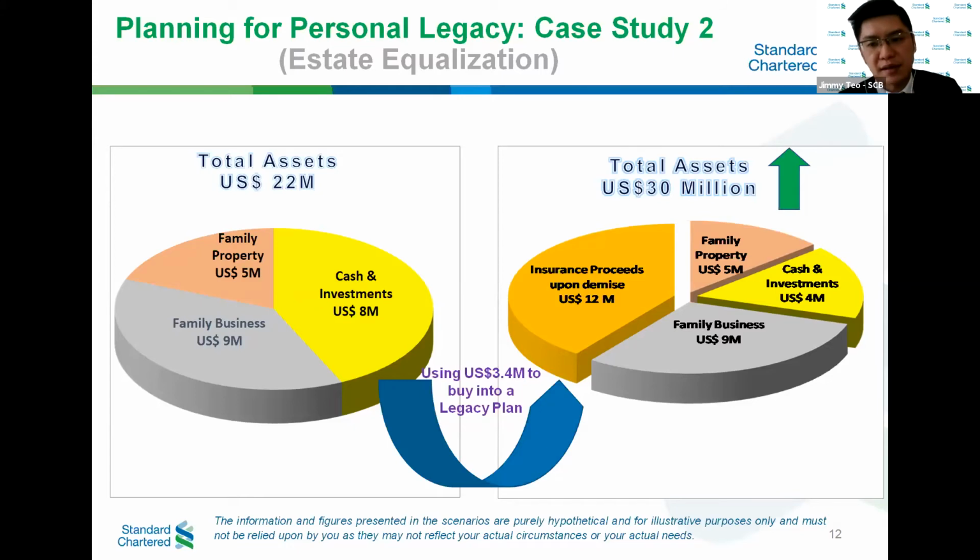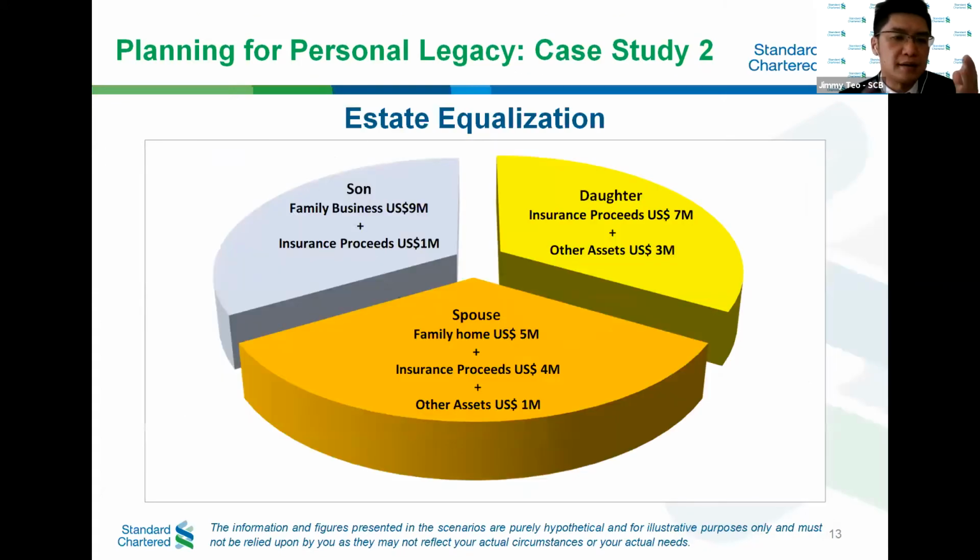While keeping the rest intact, the end effect that the customer, Mr. Teo, wants to achieve is having everyone equal, right? This will be the end effect. Son, running the business, good at it, you don't want to divide the business. So let him have the business at 9 million, plus let's say 1 million of insurance proceeds. Daughter, not interested in the business, it's fine. So you just give part of the asset, 3 million, and the rest of the insurance proceeds of 7 million.